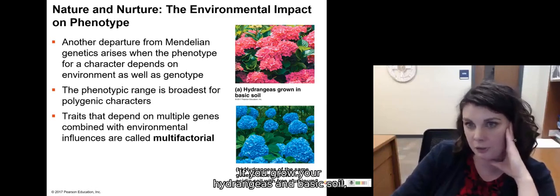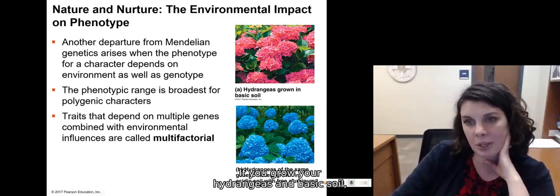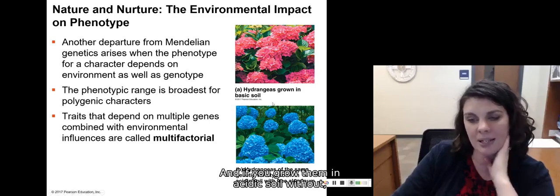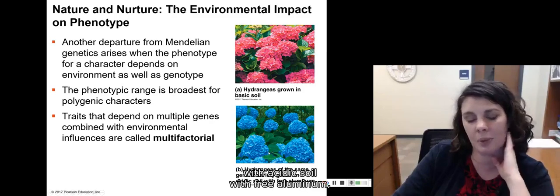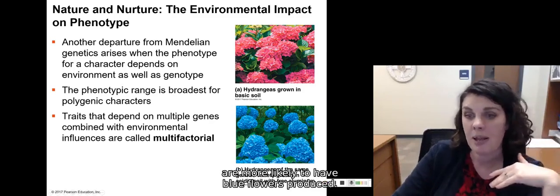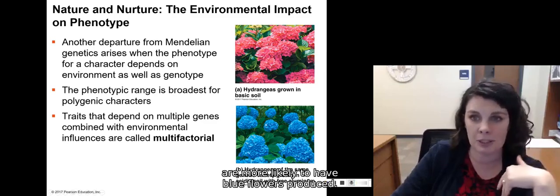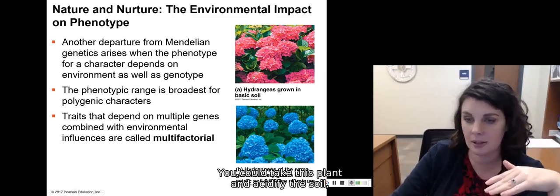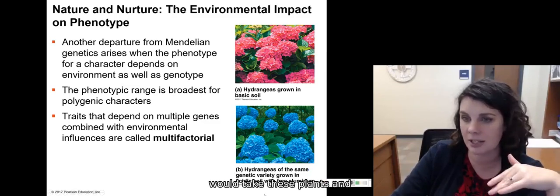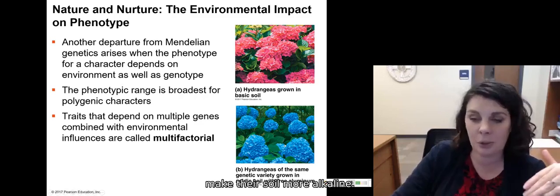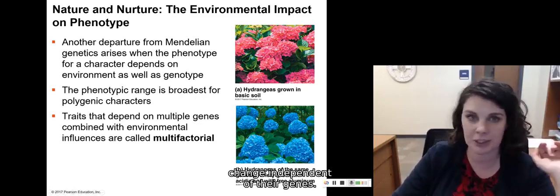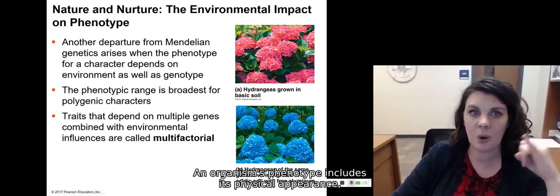Another example here is hydrangeas. If you grow your hydrangeas in basic soil, their flowers are more likely to turn pink. And if you grow them in acidic soil with free aluminum, they're more likely to produce blue flowers. So that's not just their genes. You could take these plants and acidify their soil, or make their soil more alkaline, and you would see the colors change, independent of their genes.